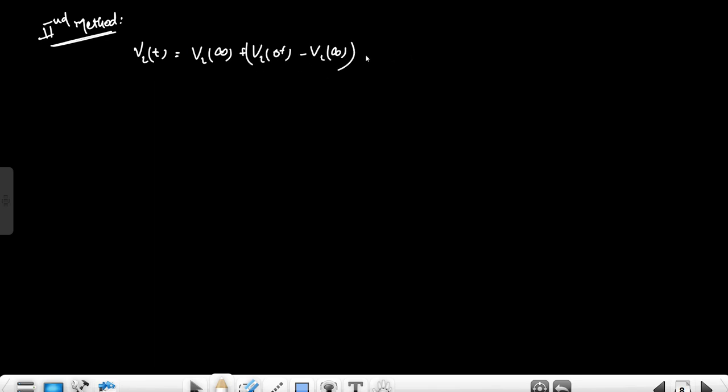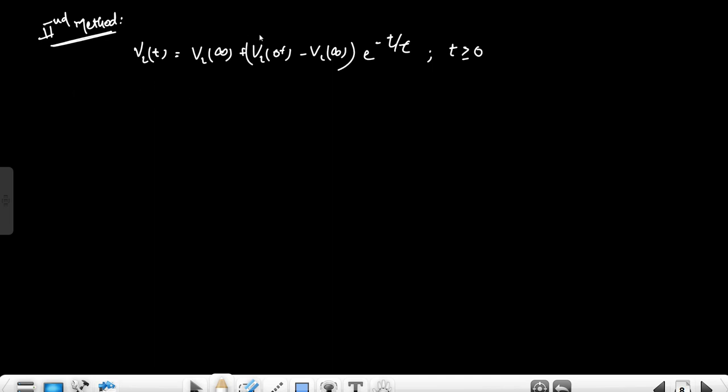Now second method. Second method is more interesting because second method is the transient method. अब यहाँ पर we will write the transient equation for the inductor voltage. So VL(t) is equal to VL infinite plus of VL 0 plus minus of VL infinite and exponential raised to power minus of t upon tau, right? This is the transient equation for the inductor voltage.